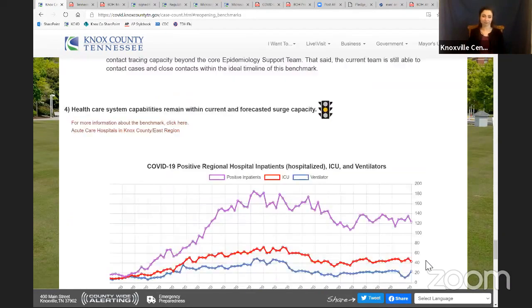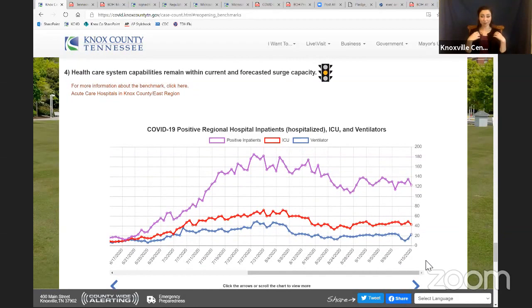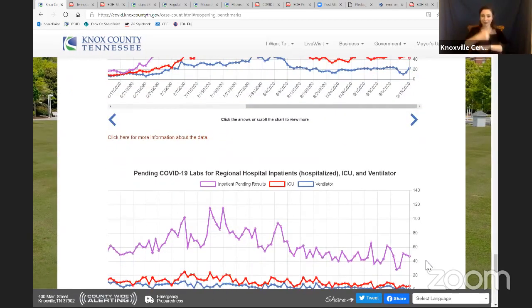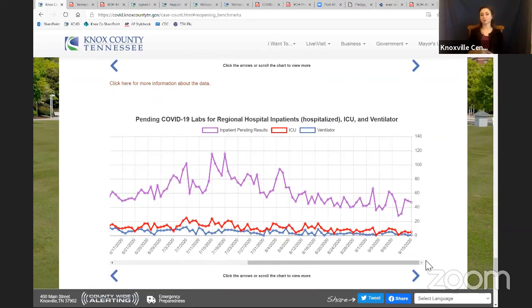Fourth benchmark, healthcare system capabilities remain within current and forecasted surge capacity. During this timeframe, we saw red and yellow flags noted for ICU beds and ventilators. 2 yellow flags were also noted for positive inpatients, but they were not on consecutive days. After speaking with our hospital partners, they stated their benchmark should be represented as yellow.